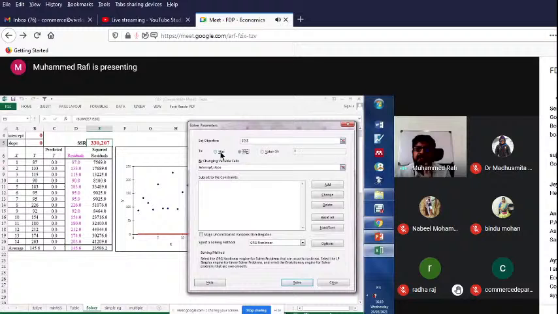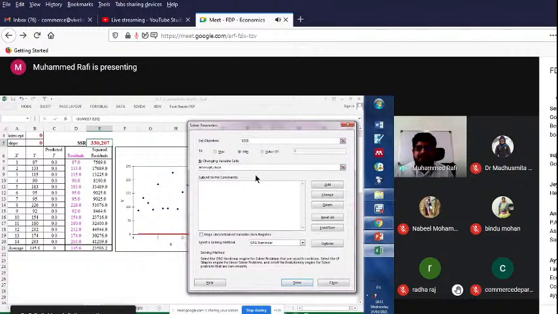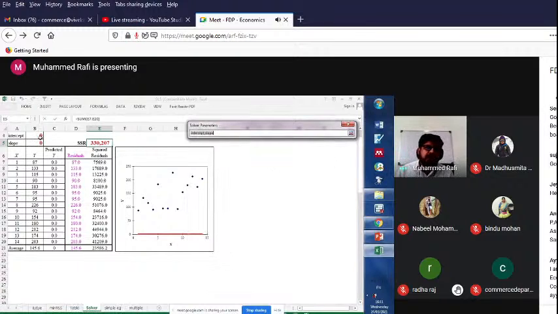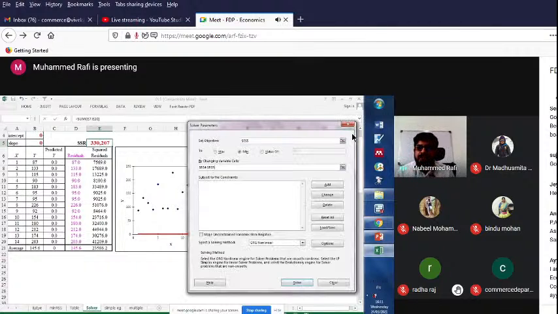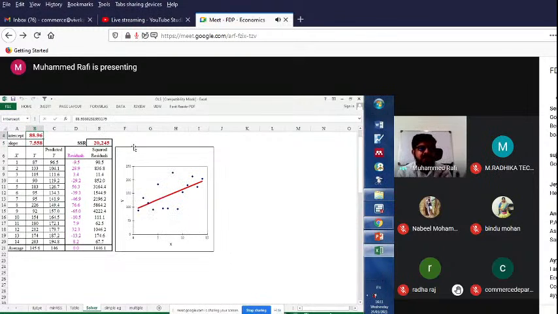So I'll go for minimization. You have different options. Either you can maximize a column or you can minimize a column, and you can set the value equal to something. So here we are going for minimizing the residual sum of squares. That means we are minimizing this column, with a condition that you can change the values of these two and find out the best values. Now if you do that, you can see that the intercept is 88.96 and slope is 7.558.